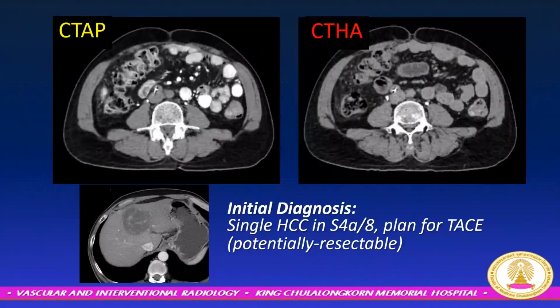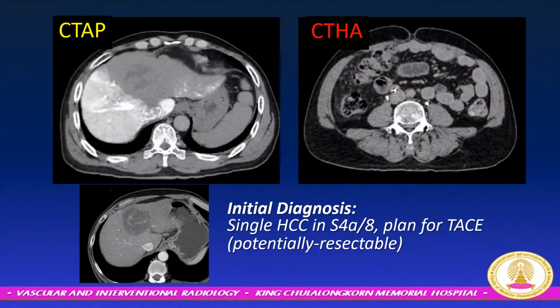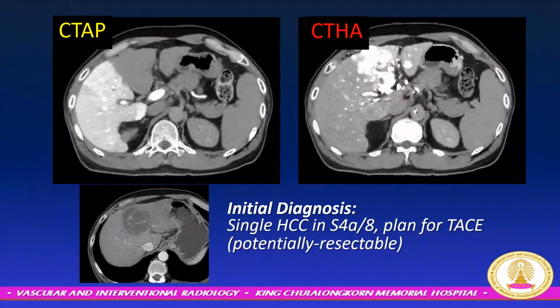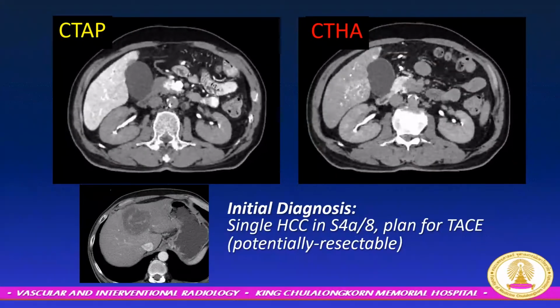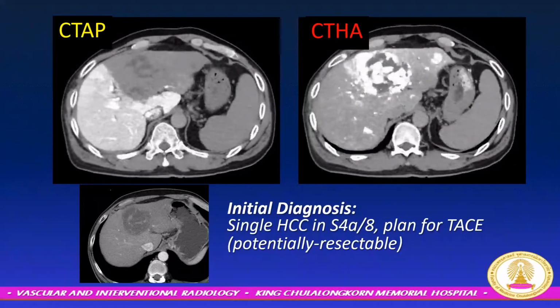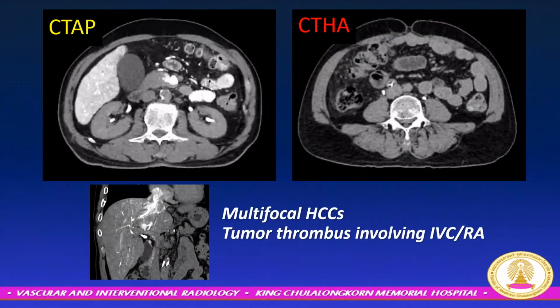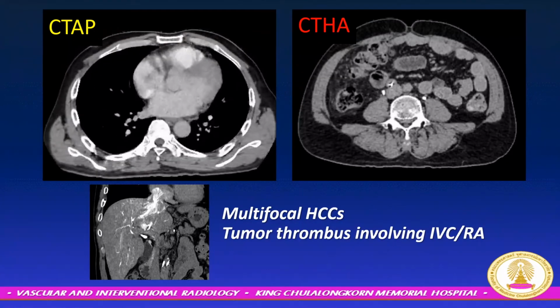Now take a look at the CTAP and CTHA of this patient. This patient was initially diagnosed with single HCC, planned for TACE, and then possible surgical resection. The initial CT scan and the TACE procedure are about 8 weeks apart. So based on the CTAP and CTHA images, there is clearly tumor progression with macrovascular invasion.